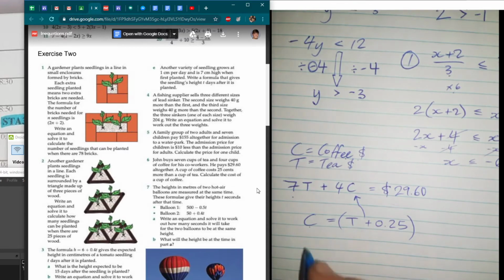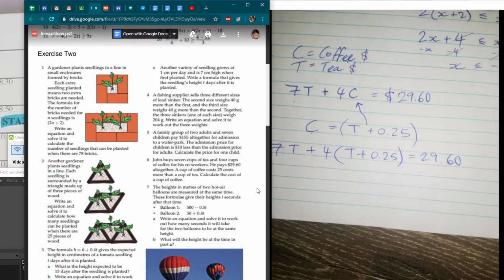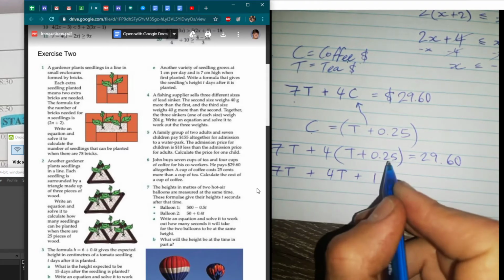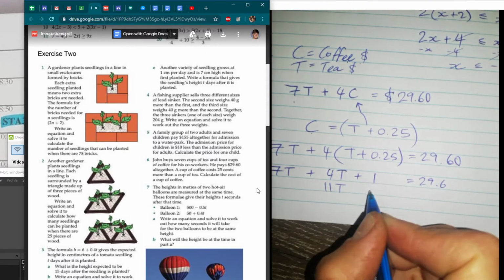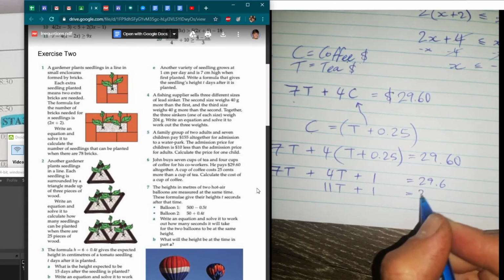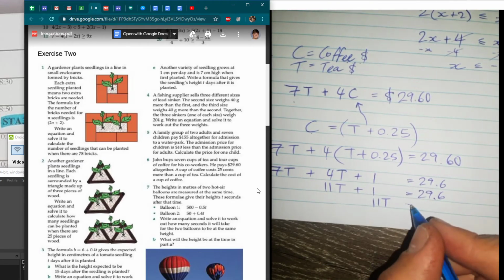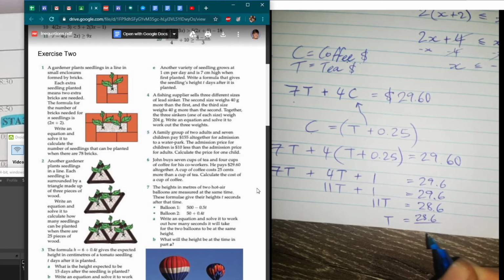So let's do that. 7t plus 4, we'll substitute t plus 0.25, equals 29.6. I may be off the screen, sorry. Expand: 7t plus 4t plus 1, because 4 times 0.25 is 1, equals 29.6. 11t plus 1 equals 29.6. I wanted to do that faster, but it's too late now. 11t, I'm going to minus 1 off both sides, equals 28.6. T equals 28.6 over 11.